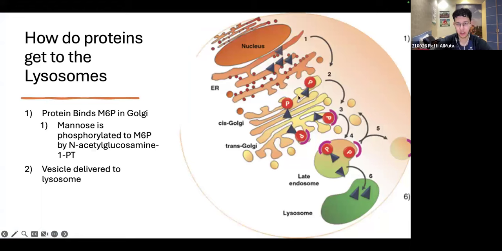But good question. Okay, so we make mannose 6-phosphate by N-acetyl glucosamine 1-PT. I'm sure there's a shorter name for this, but right now I don't know it. And yeah, so mannose 6-phosphate binds the protein in the Golgi. And for some reason, the lysosome decides, yeah, you know what? Mannose 6-phosphate, give me 14 of them.